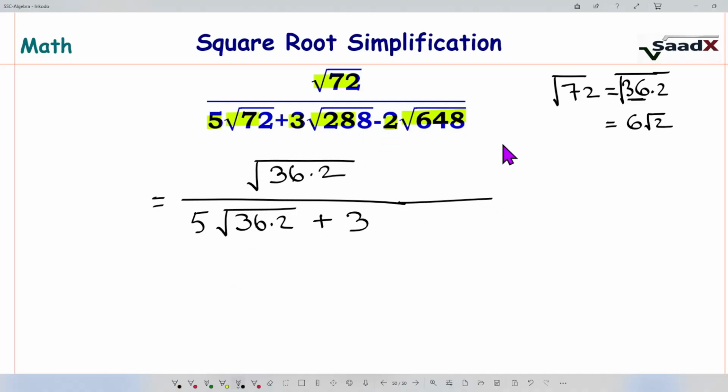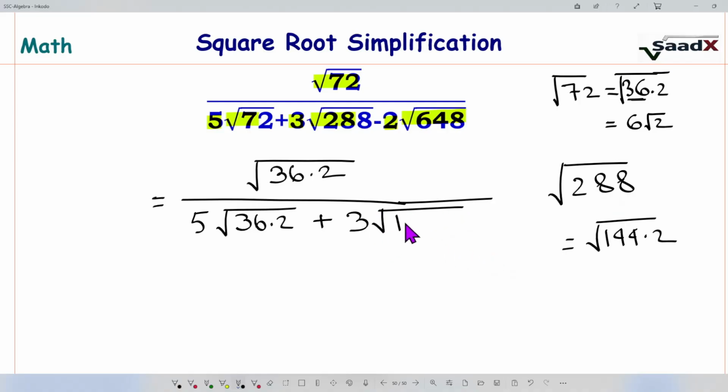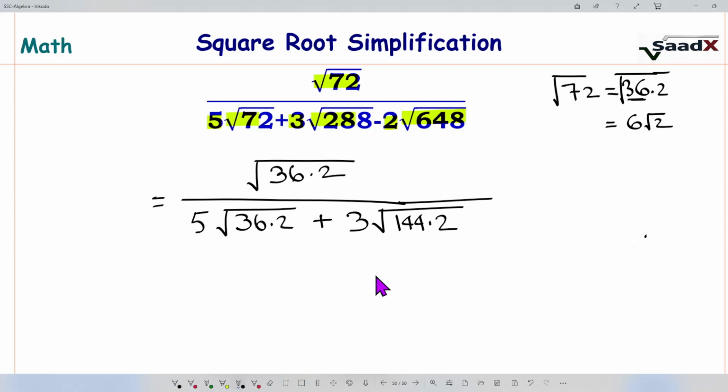Here 288. This 288 we can write like 144 times 2, right? 144 times 2 is 288. So this one we can write times 2. Next, here is minus 2.